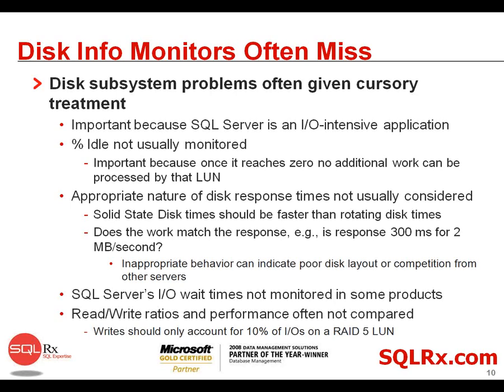I recently had a customer that had an Exchange server and a SQL server sharing the same SAN, and they happened to share the same physical units. Whenever Exchange fired up some maintenance activities, SQL Server's performance got terrible. So some products don't monitor I/O wait times for the SQL Server files, and the read-write ratios are not often considered. When you have a RAID 5 LUN, you should only have about 10% of the IOs be writes. These kinds of numbers are not always considered and evaluated.